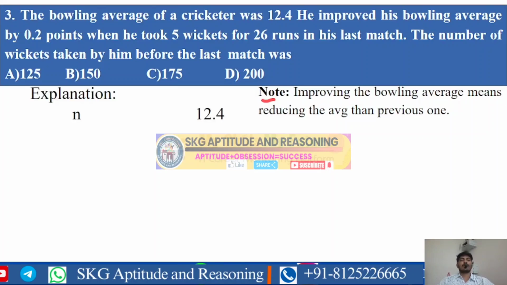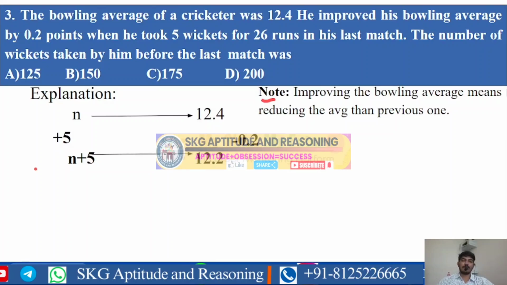Next, what he gave in the question: we don't know how many wickets he has taken before the last match. So for n wickets, his bowling average was 12.4. After that, he took 5 wickets in the last match, and his bowling average improved by 0.2. Here the bowling average is improving, which means he is actually reducing the average. So don't get confused by the terminology. For these n plus 5 wickets, the bowling average is now 12.2.